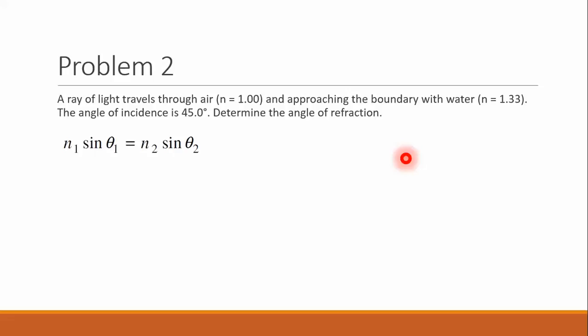So we plug our values known into the equation and solve for theta, and we get that the angle is 32.1 degrees. So we were going from a small index of refraction to a high index of refraction. That means we expect our angle to decrease, and it did.